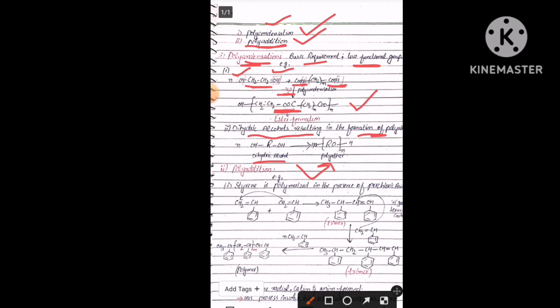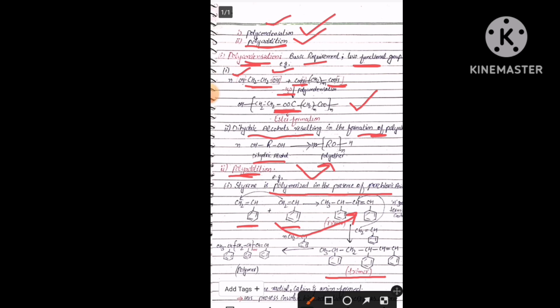The second type is polyaddition, for example, styrene polymerized in the presence of perchloric acid. This is a monomer of styrene, this is another monomer of styrene. When they join, it will convert to a dimer. When another styrene molecule comes in contact, it will convert into a trimer.